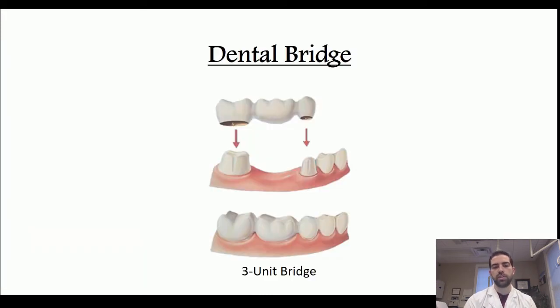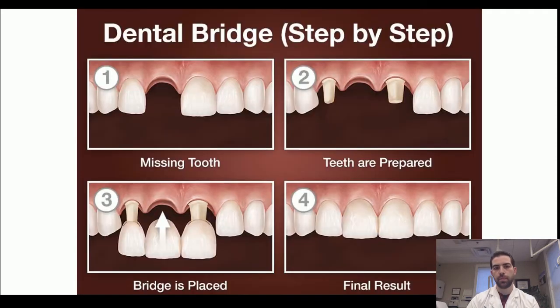Let's talk about dental bridges first. As you can see in the top photo, the teeth on either side of the space have been prepared. It's basically like being prepared for any other crown, and then the bridge slides on and is cemented onto those anchor teeth as one unit. Even though it looks like three separate teeth in the mouth, they are actually all connected.